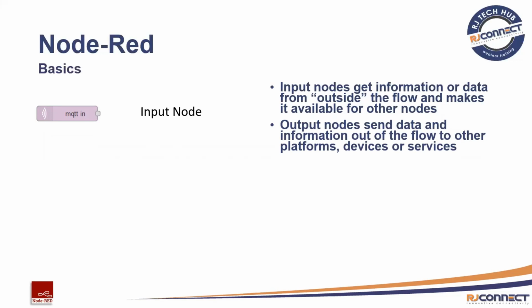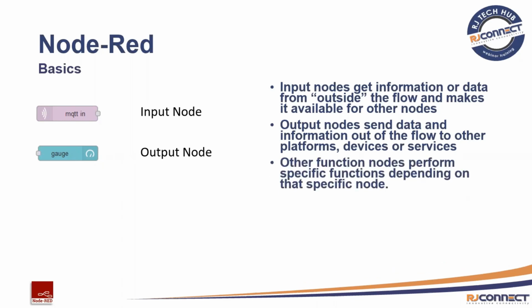Then we get to our output nodes. Now, an output node is a node that sends data or information out of the flow, out to other programs, devices, or services. So in this example, I'm outputting to a gauge, and this gauge is then displayed on the Node-RED dashboard. So taking the data through the flow and then pushing it out to our dashboard.